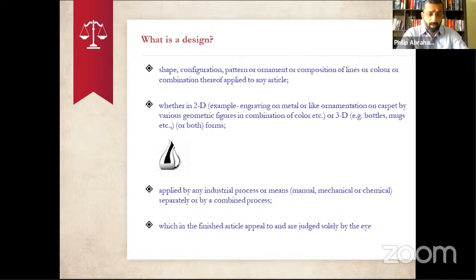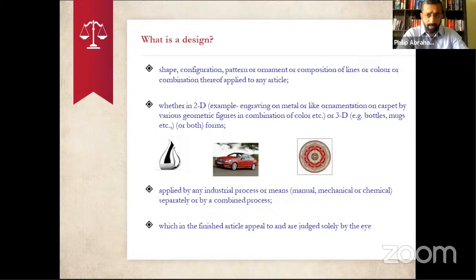So, for example, a jug of this shape has a design protection because it has a special shape and configuration or pattern to it. Likewise, a car has a design protection, or the shape of the bulb itself. These are novel, new shapes which do not have anything to do with the functionality of the goods itself. Now, it becomes protectable under the Designs Act when it is applied by an industrial process or means or by a combined process, which in the finished article appeal to and are judged solely by the eye.